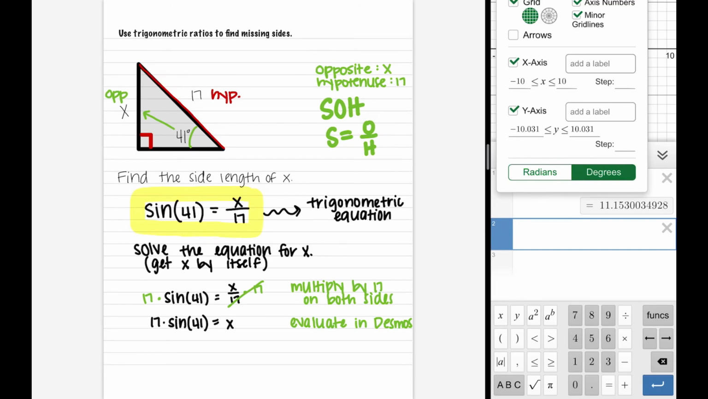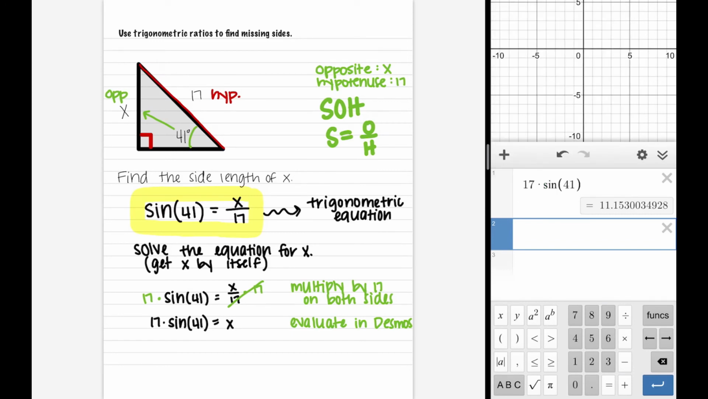So our 41 degrees was a degree measure. It was not a radian measure. We haven't learned about radians yet. So if you have any kind of degree measure, that's what you're going to make sure that your mode is in. Okay, so we get that 17 times the sine of 41 is equal to the decimal number 11.15. We'll round to 2 decimal places. So that's our final answer. The side length x is 11.15.